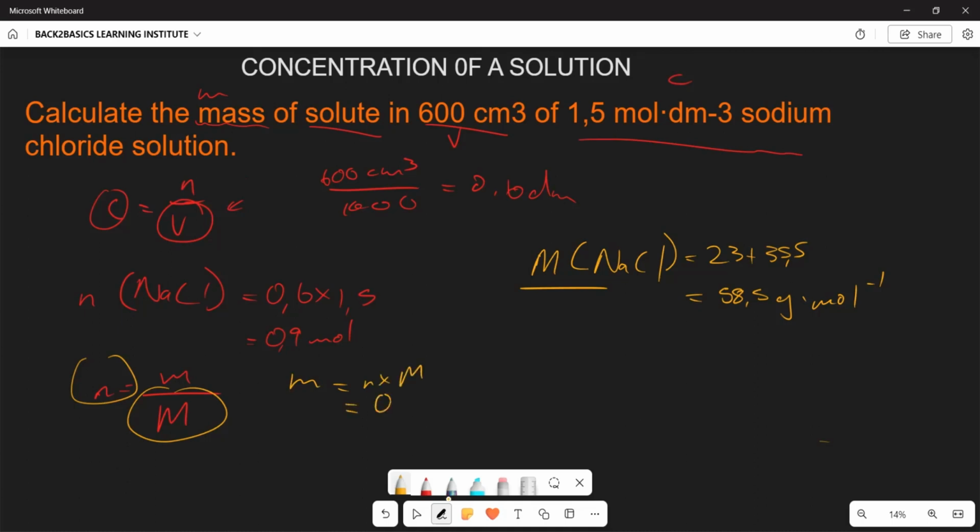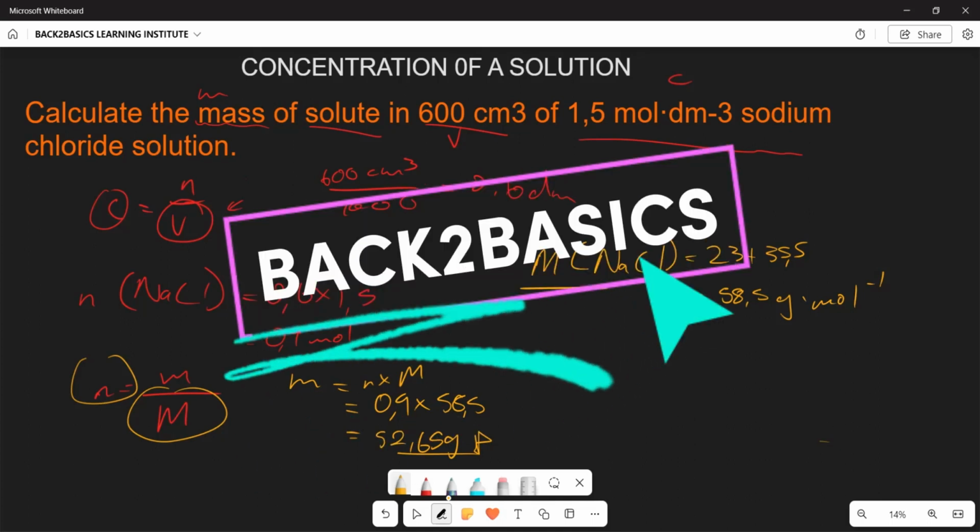And do we have the mole? The mole is 0.9 multiplied by 58.5, right? And therefore the mass, rather, is going to be the same as 52.65 grams. So basically this is the mass that we are going to have. And you see it is almost easy, when you are given the concentration, to move backward in order to solve your solution.